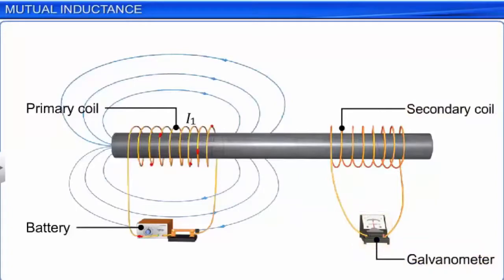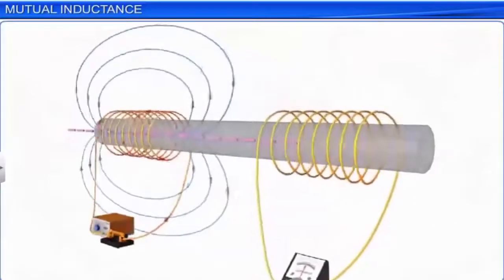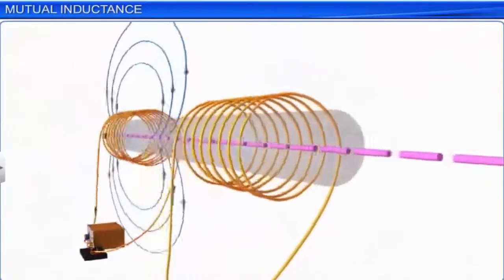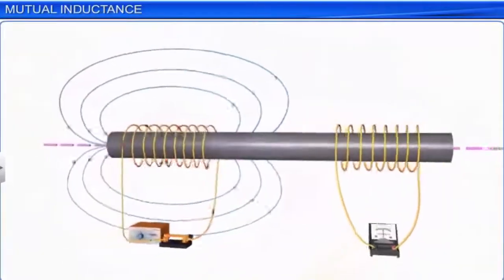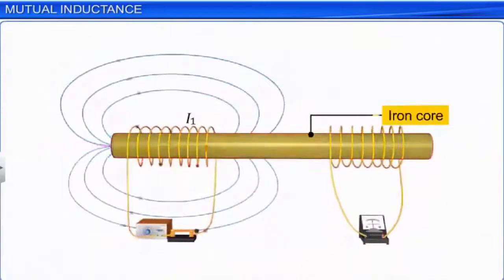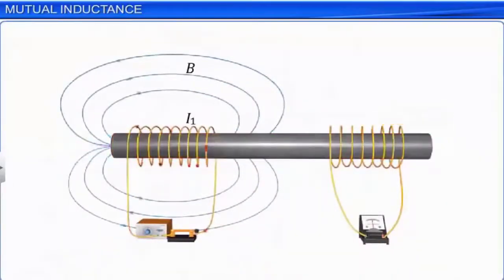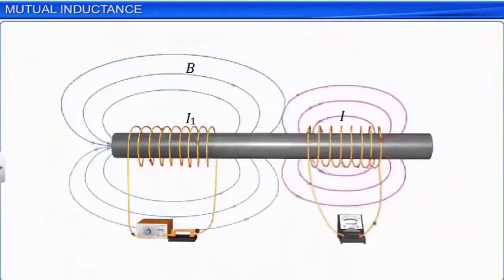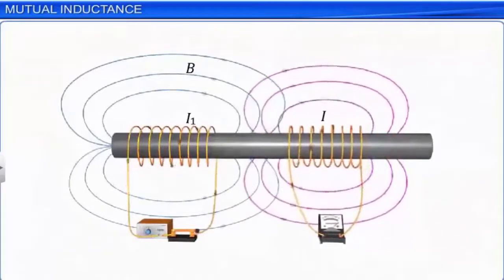The primary and the secondary coils are placed coaxial and an iron core runs along the axes of the coils. Let B be the magnetic field strength due to the current in the primary coil. When the secondary coil is moved towards the primary coil, the magnetic flux through the secondary coil increases.